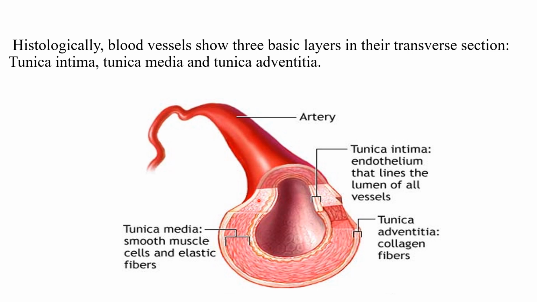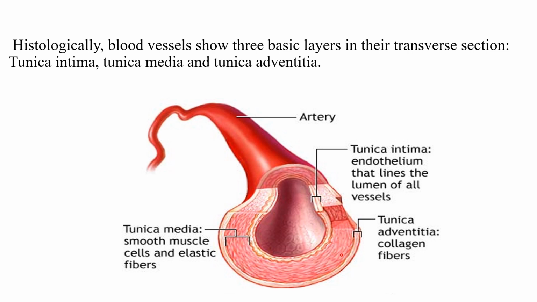Second layer or the second coat of a blood vessel is known as tunica media. It is mainly formed by elastic fibers and smooth muscles. So in case of arteries, the tunica media is the thickest layer. So this much is the thickness of tunica media.